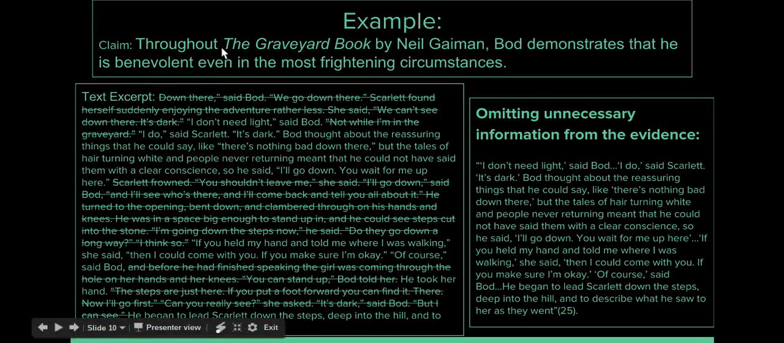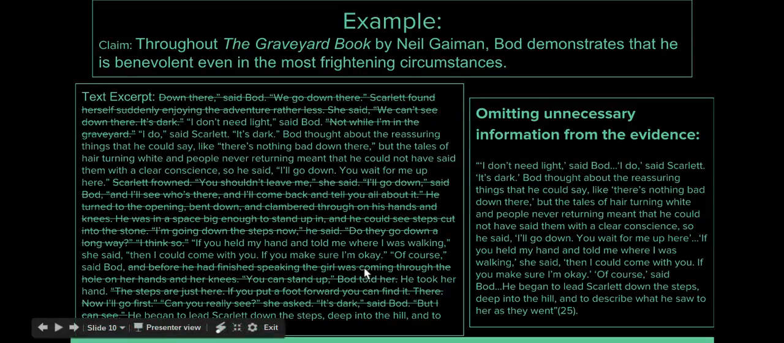So in this claim, I'm trying to prove how throughout The Graveyard Book by Neil Gaiman, Bod demonstrates that he is benevolent even in the most frightening circumstances. So benevolent means that Bod is really kind, he's really nice. I found a place in the story, on one page of the story, that really shows how kind and benevolent he is. But I don't need all of this to prove how benevolent he is. I only need some of it.